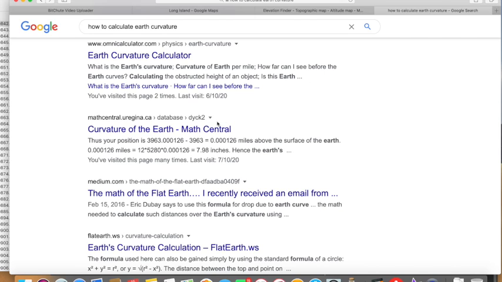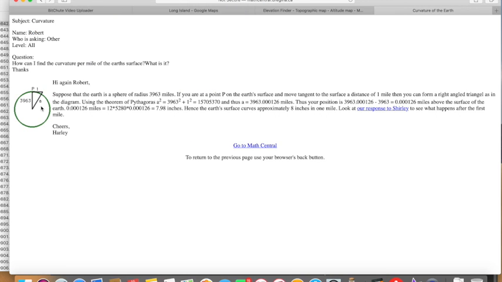Okay? So they all have that formula, and let's take a look at this one here, my favorite one. It has a little drawing here which helps us to understand. Simple mathematics, starting with the Pythagoras triangle, a squared plus b squared equals c squared. And this guy, Robert, must be an expert, who was asked by other people at all levels. So what is the curvature in 1 mile?